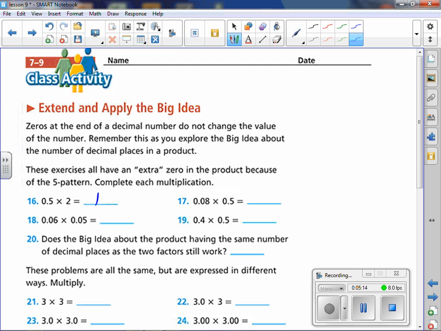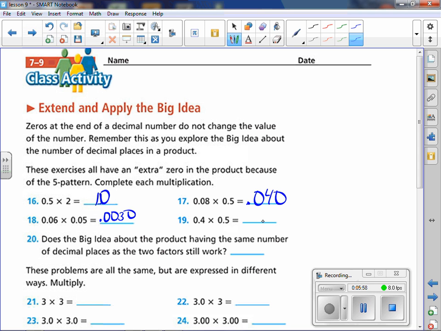Okay, so moving on, we're just going to do some solving of these problems. 2 times 5 is 10, 1 digit behind the decimal. Just put that decimal in. Okay, it's talking up here about how these have an extra 0 in the product because of the 5s pattern. Remember, when you multiply a 5 times an even number, you just get that extra 0 in there. 5 times 4, 40, right? 3 digits behind the decimal place, so I need to have 3 in the product if they're there in the factor. 5 times 6 is 30. And then I need to have 4 digits in the decimal place, so just add those extra zeros in. Okay, put that there.